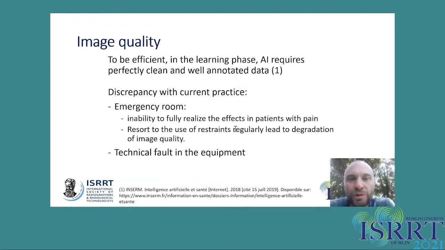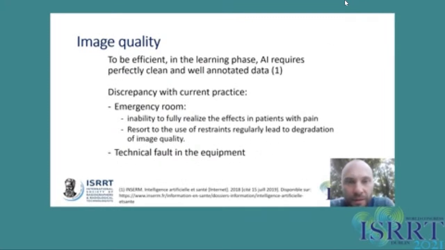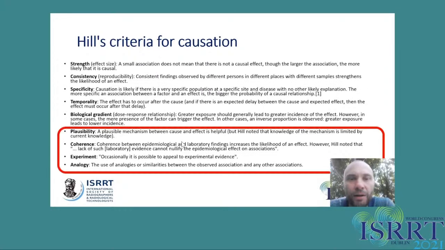The first point concerns the learning phase. AI requires perfectly clean and well-annotated data. However, this creates a gap with current practice, like in emergencies. AI remains an algorithm using digital data to derive proposals.